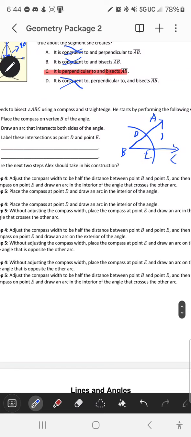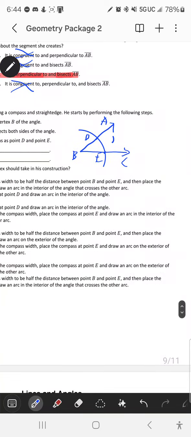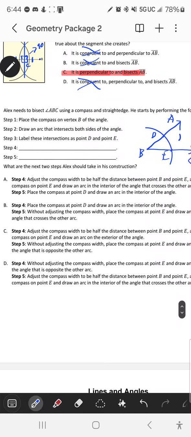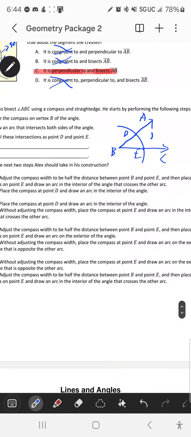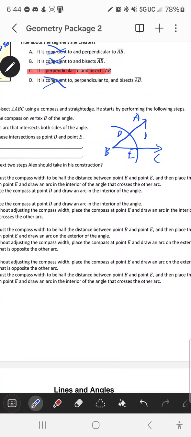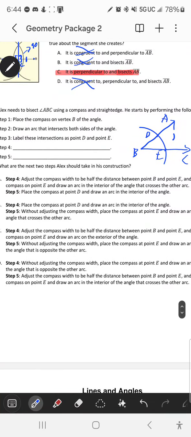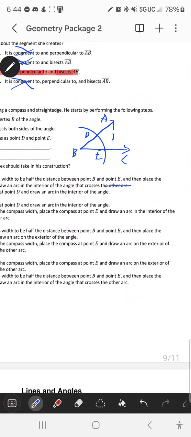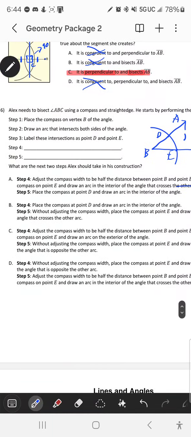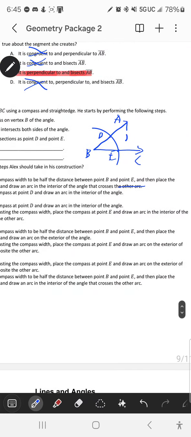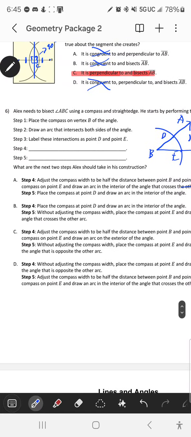So let's see. I use the compass width to be half the distance between point B and point E, and then place the compass on point E and draw an arc in the interior of the angle that crosses the other arc. We still don't have another arc, so that's not the answer we're looking for. Now, place the compass on point E and draw an arc in the interior of the angle. Okay, I like this. Now, without changing the compass width, place the compass point on E and draw an arc in the interior of the angle that crosses the other arc.